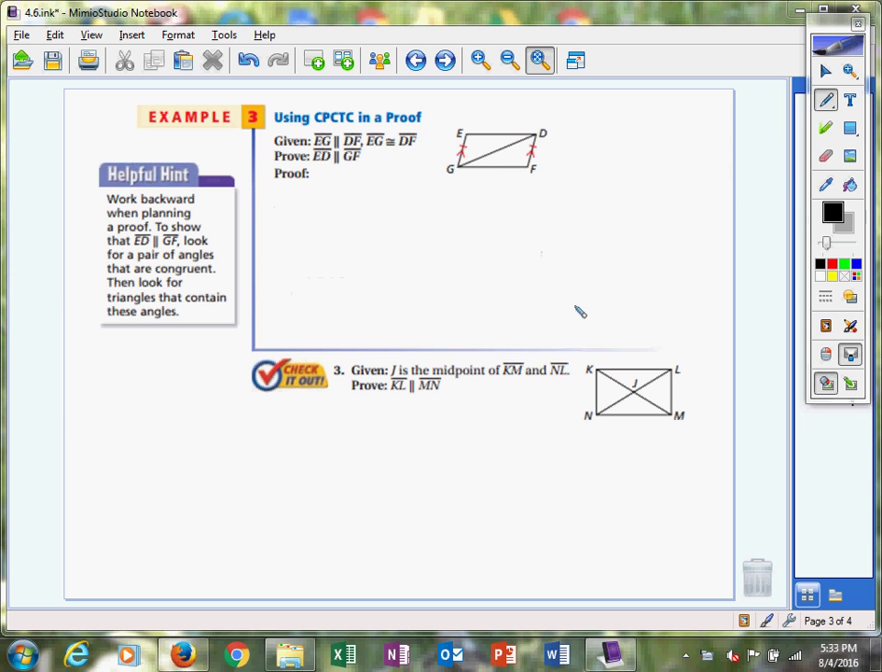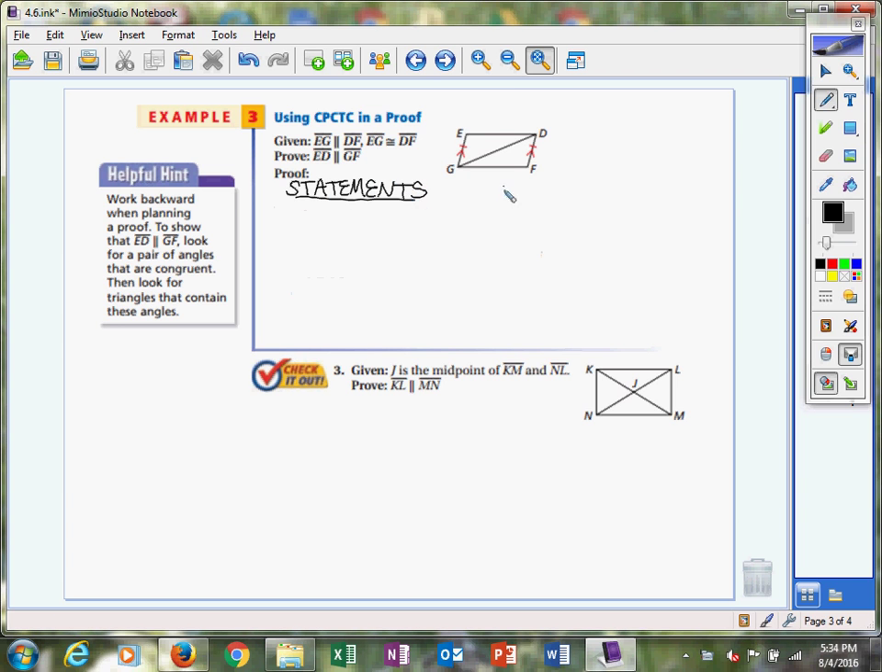Right, welcome back. We're doing 4.6, example 3. We're going to use CPCTC, otherwise known as cupcake. We're going to use this in a 2-column proof using statements and reasons. We haven't done that quite yet, so they're asking us to do something a little bit different than what we've done the last couple of times.